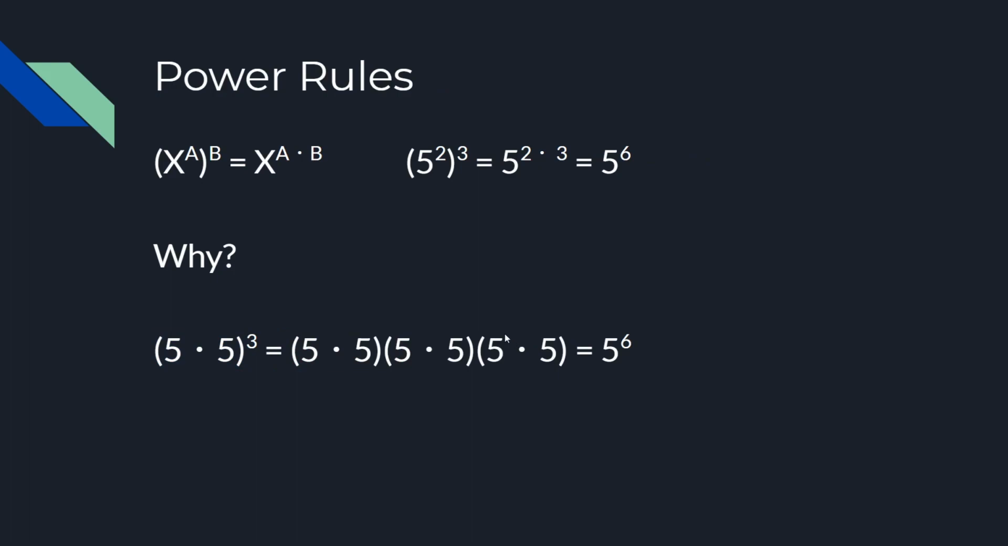All right, and finally we have power rules, which is when you have like x squared squared, so it would be like x to the power of a to the power of b, you can write it as x to the power of a times b.